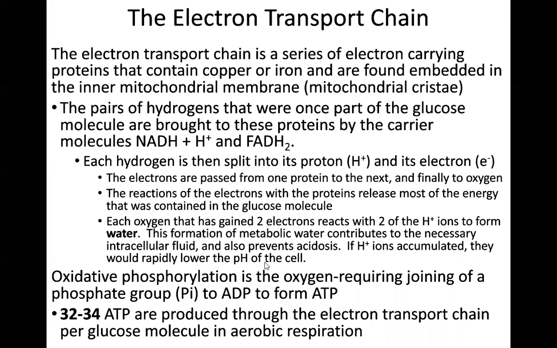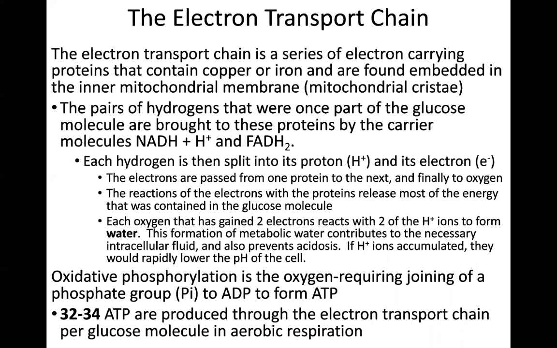The formation of this ATP from the ADP and Pi is called oxidative phosphorylation. We call it that because it is an oxygen-requiring process. And look how many ATP we make during this stage alone. 32 to 34 total from that original glucose molecule that we started with.